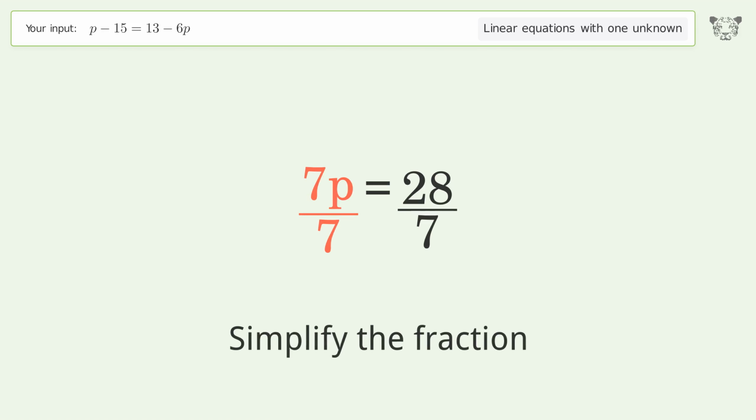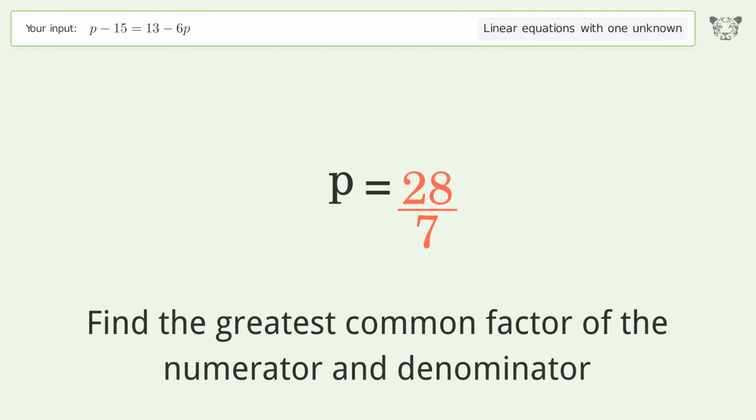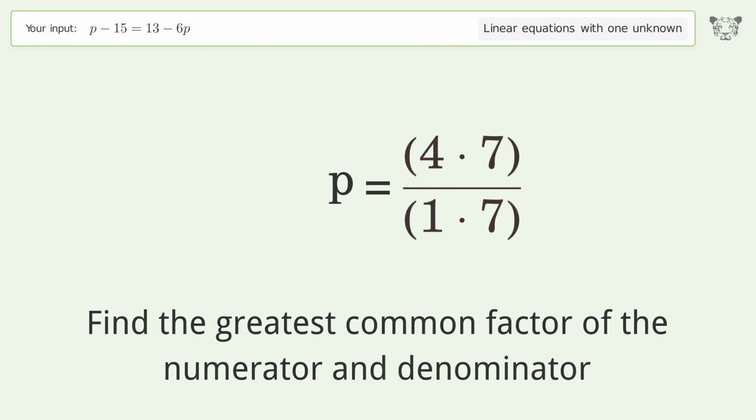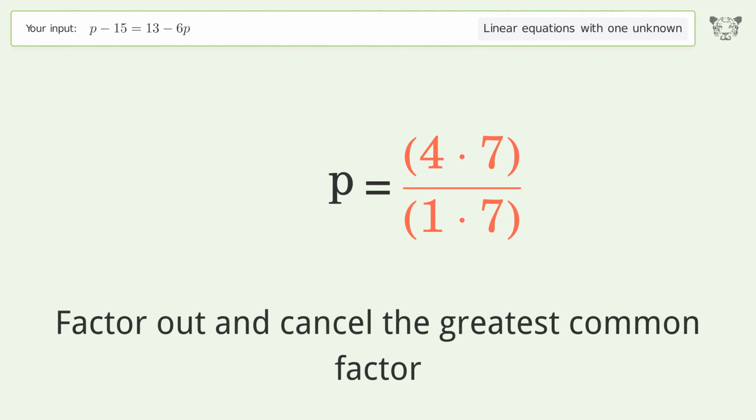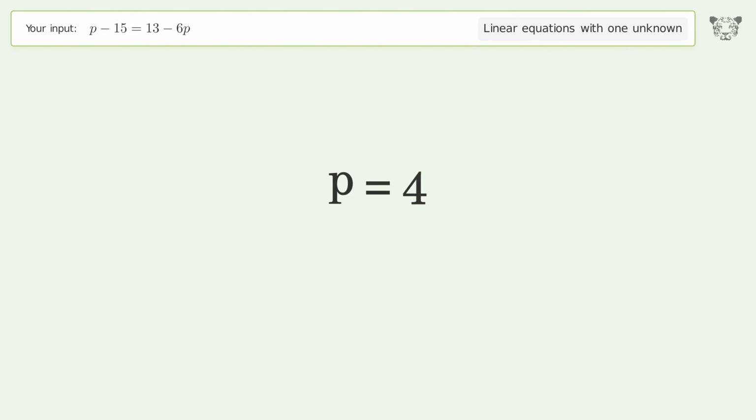Simplify the fraction. Find the greatest common factor of the numerator and denominator. Factor out and cancel the greatest common factor. And so the final result is p equals 4.